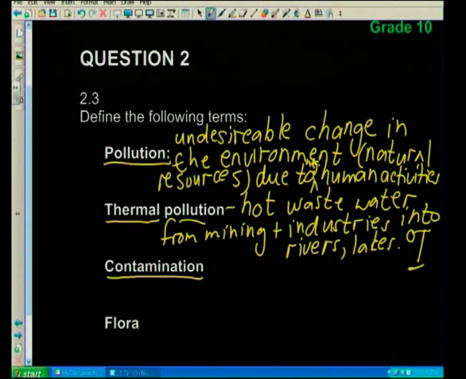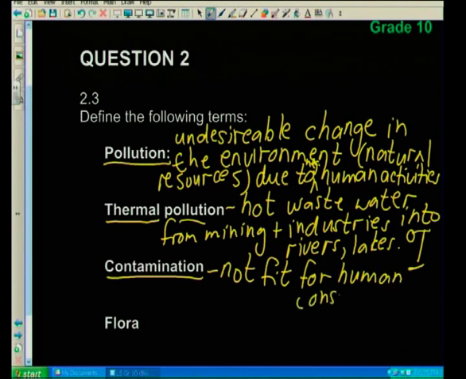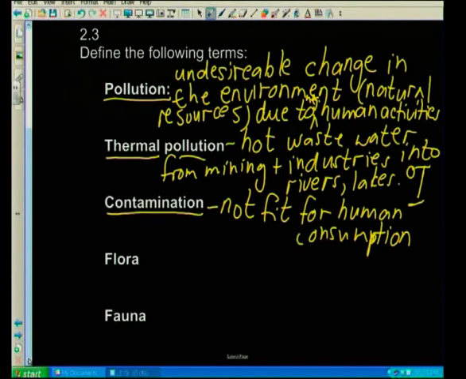Now a word, contamination. It's a word that you need to know. What is contamination? It's something that is not fit for human consumption. Oh, the pen is going mad. It's not fit for human consumption. You're going to see in our next question, we are going to do a question that contains this word, contamination.